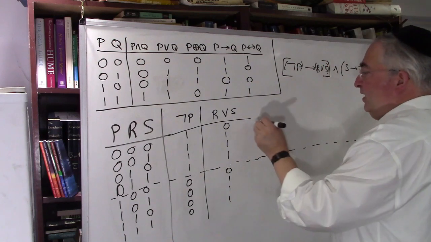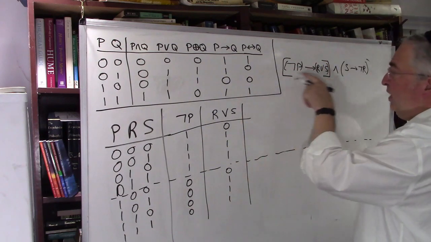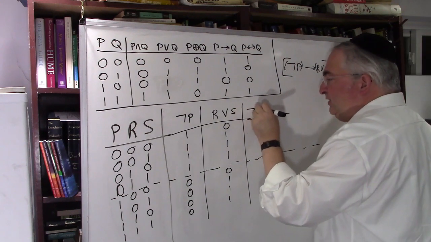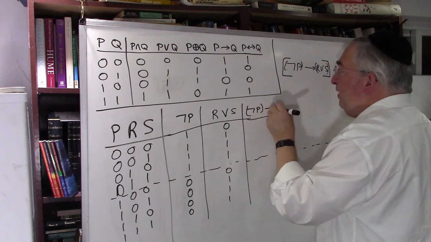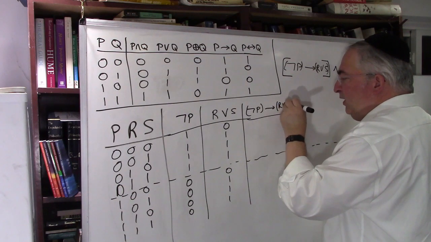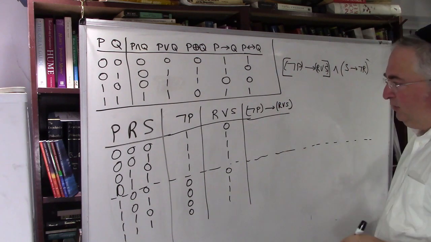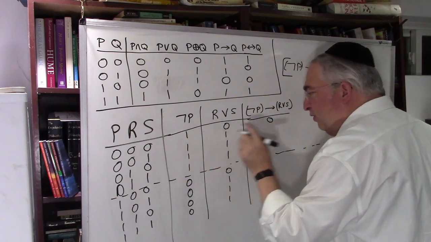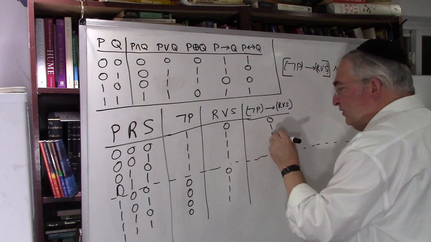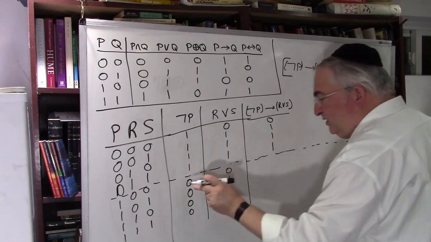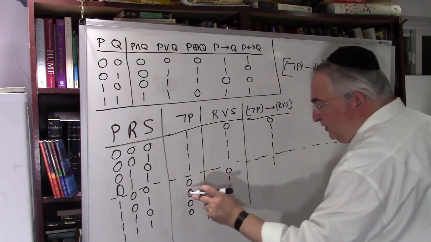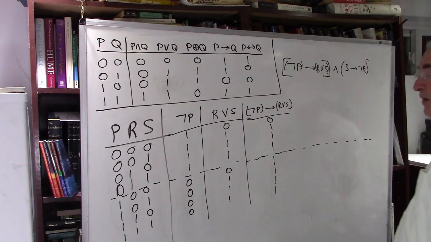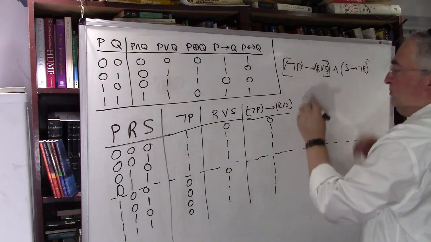Great. And now it's going to do the arrow in between them. So you're going to have not P, arrow, R or S. Now what you do is 1 arrow 0 is 0. 1 arrow 1 is 1. 1 arrow 1 is 1. 1 arrow 1 is 1. 0 arrow anything is 1, and that holds for the remaining four rows. Great. That takes care of this part.